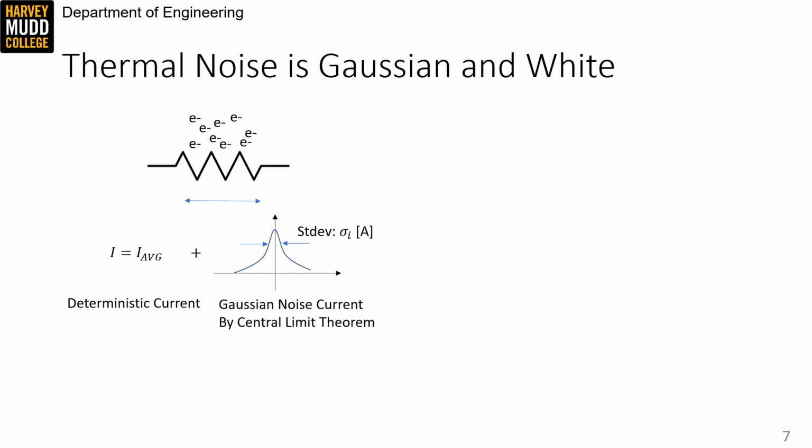We say the noise is Gaussian because it's the sum of many independent random processes. Each electron in the resistor is kind of deciding whether it's going to run left or right in a given time differential. And the sum of lots of random processes converges to a Gaussian by the central limit theorem. This Gaussian has some standard deviation, which we call sigma I, and that standard deviation is a measure of how strong the noise is. We call that the noise current.